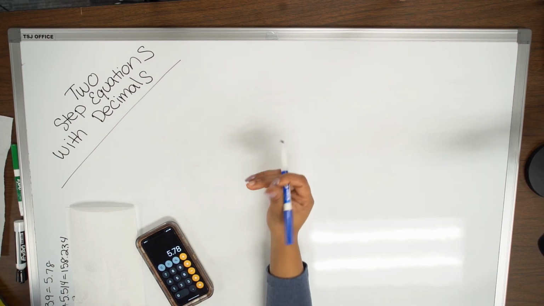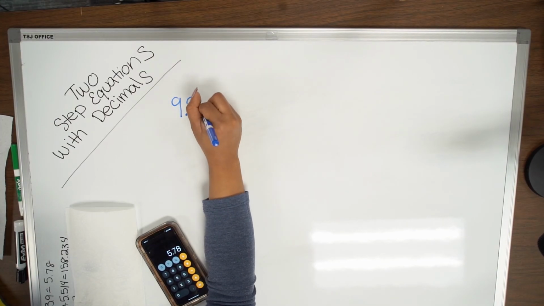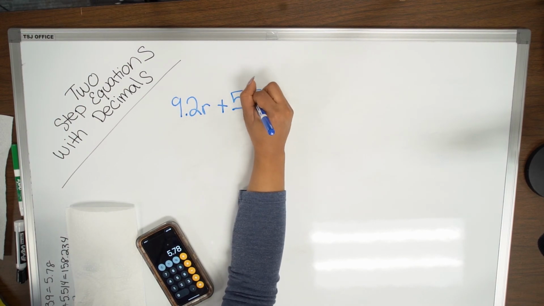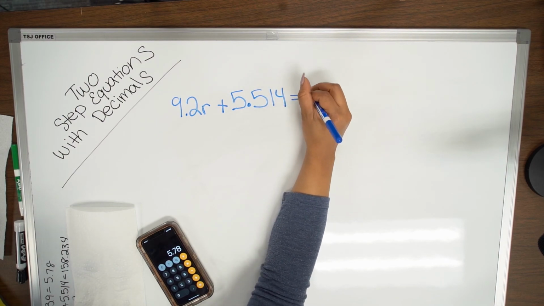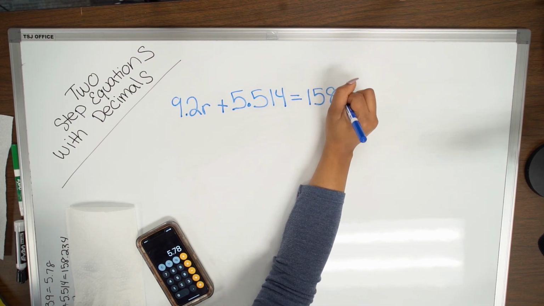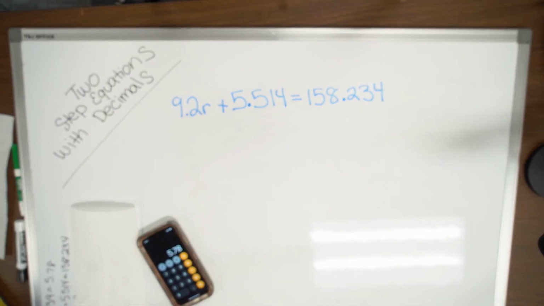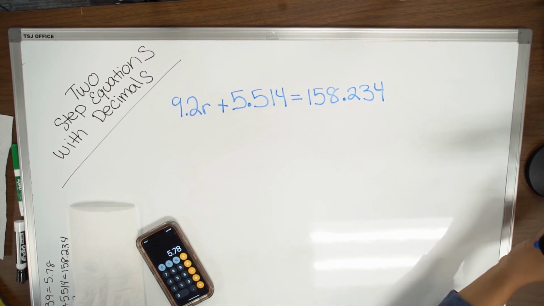Our next problem is 9.2r plus 5.514 equals 158.234. All right? Cool.